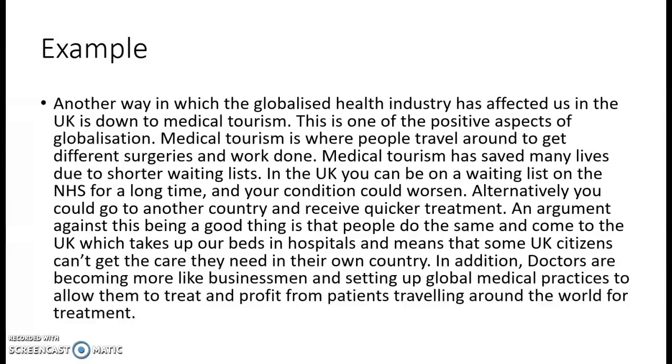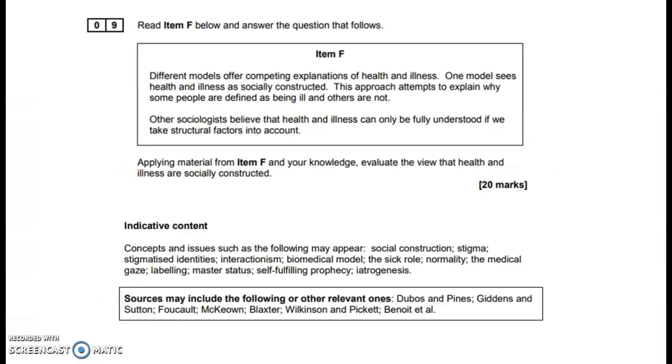But this has got links to the NHS, and we can see that it's definitely talking about globalisation, the global healthcare industry, and there's a lot of analysis in that middle section there. So please feel free to pause the video and have a read of that paragraph.